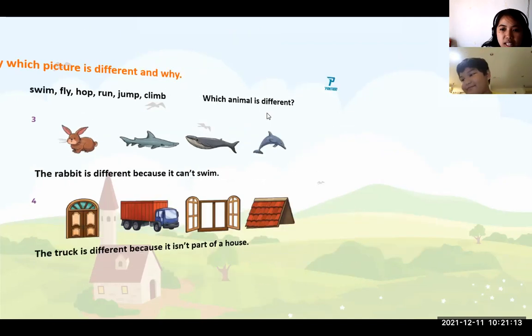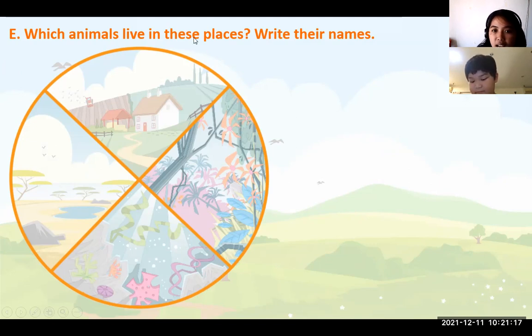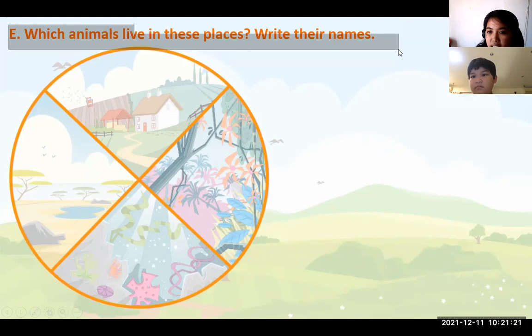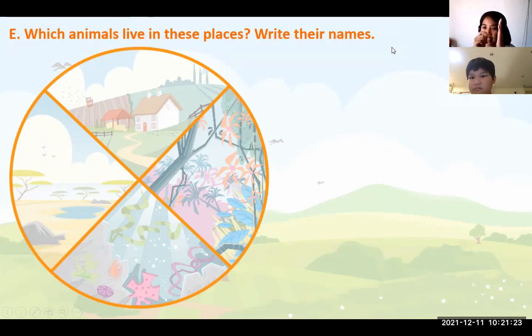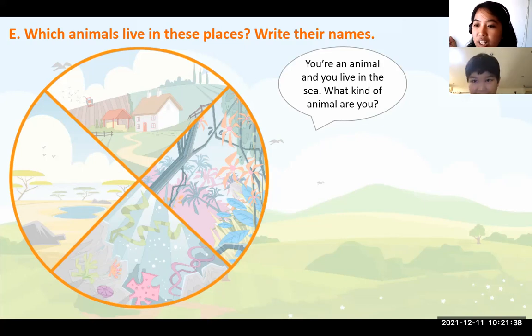Okay, so let's proceed to our next slide. So here in part A, which animals live in these places? So you're going to write their names, okay? So now, you imagine that you are an animal and you live in the sea. So what kind of animal are you? What animals can you see in the sea that live in the sea? So you write your answer.